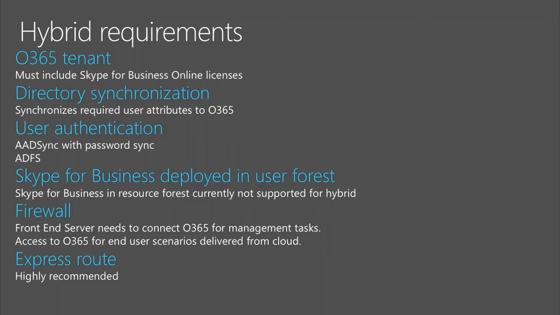Right. Another thing, it's your on-premise topology. So we have today a requirement that Skype for Business is deployed in a user forest. We do not support scenarios where Skype for Business is in a resource forest. Firewalls: you need to allow the front ends to connect to Office 365 ports for managed tasks. And another thing that is important to keep in mind, and we hit it ourselves, the moment you start moving users to online, those users will start getting services from the Office 365 cloud. It's a different set of ports that you have to open, different set of URLs that you have to allow from your company to go through.